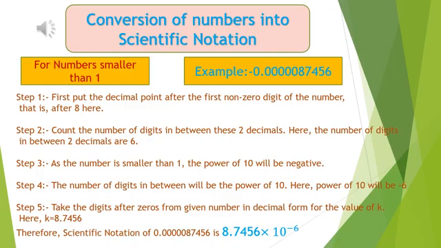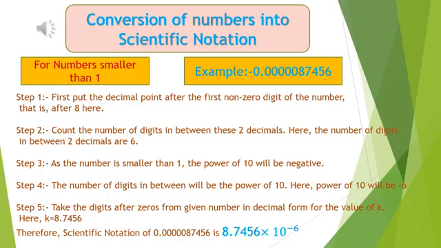6. So step number 3 says that as the number is smaller than 1, the power of 10 will be negative. It means your value of n will be minus 6. Now step number 5. Take the digits after 0 from the given number in decimal form for the value of k. It means you have to take the digits after the zeros. After 5 zeros, how many digits are there? 8, 7, 4, 5, 6.